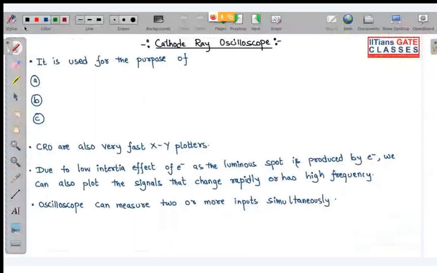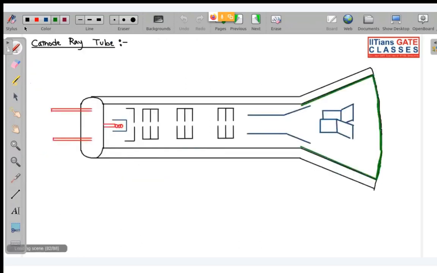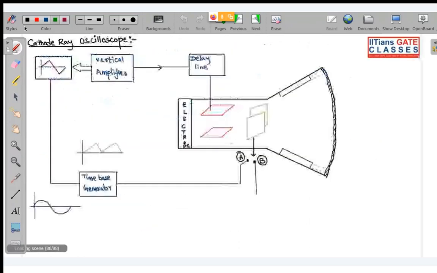So today we have to see what? We have to see the cathode ray oscilloscope. Okay, cathode ray oscilloscope. But before seeing the cathode ray oscilloscope, let me show you the diagram of CRO. So this is actually the CRO.